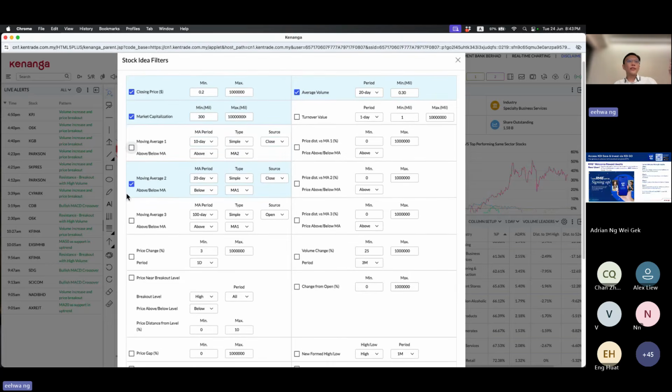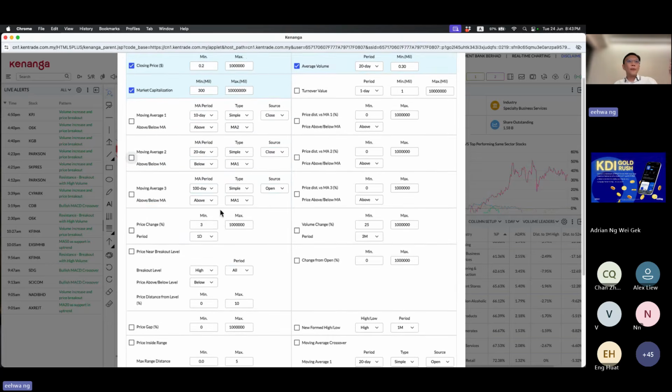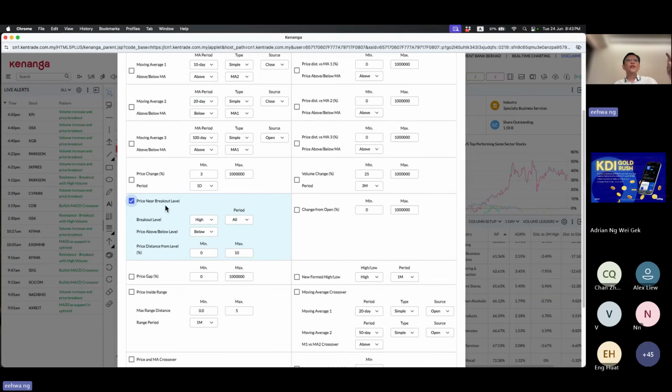I'm going to remove what we said just now. Okay, and come down right here. Price near breakout level, or breakout trades. Okay, so let me answer one question from Faizan. Do we have stock scanner function, or is the stock idea the same as stock scanner?